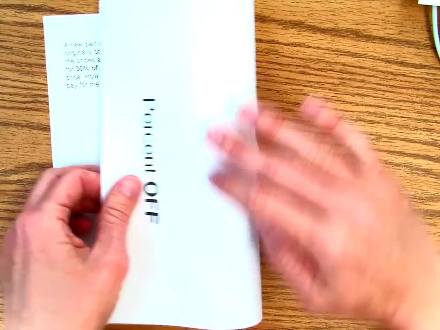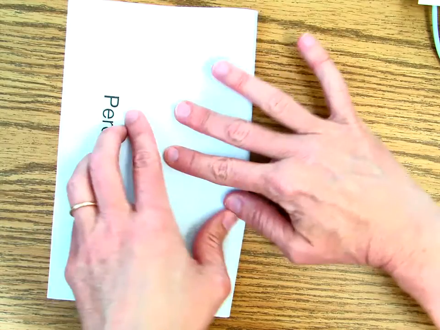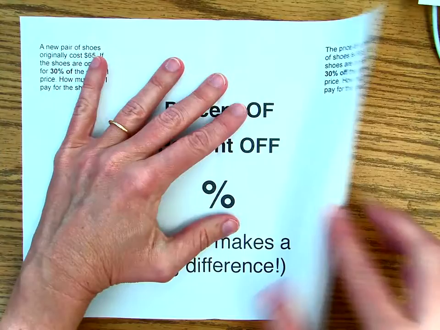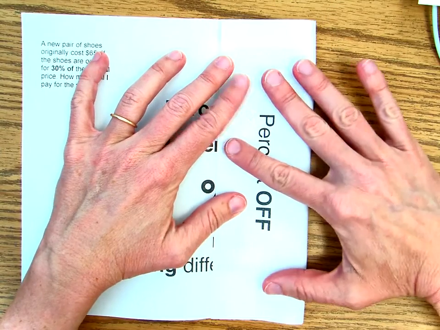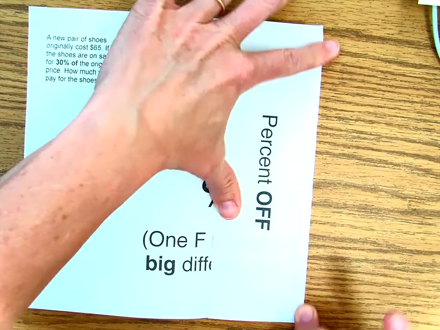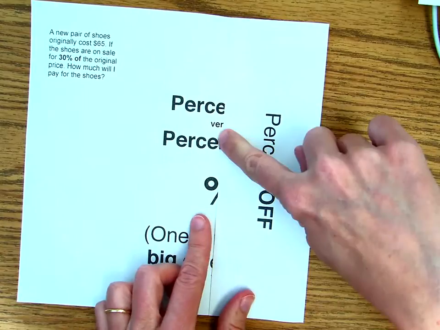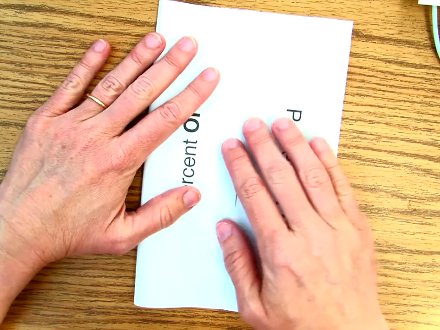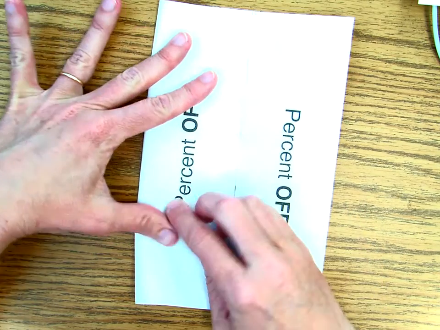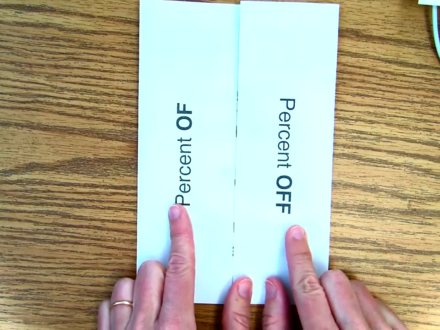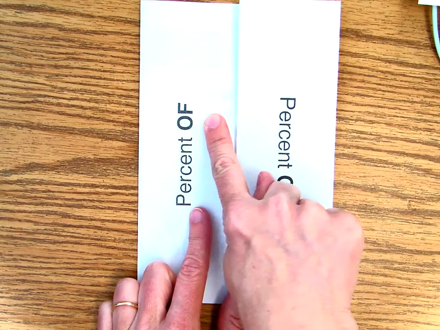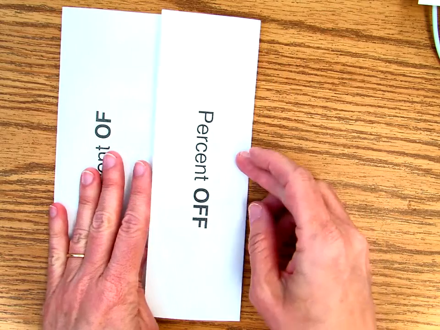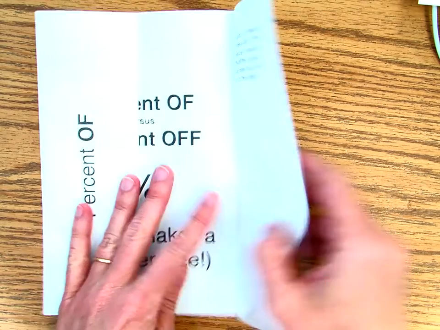So the first thing is to fold the whole foldable in half and then unfold it. This is just to get that fold line so that we know where to fold the two sides in. So we have the percent off on the right side, meeting that center line here, and then the percent of side meets at the center as well. And if you don't have this side printed on your copy, then you can go ahead and write percent of on one side, percent off on the right side. So then we're going to open it back up and we're going to start with the percent off side.